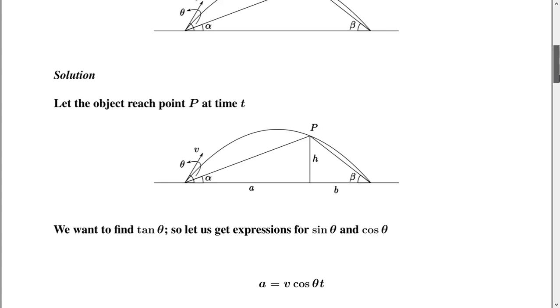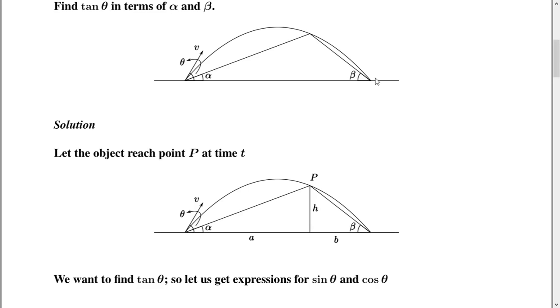So for any point on the trajectory of a projectile, if this is alpha and this is beta, then tan alpha plus tan beta is equal to tan theta, where theta is the angle of projection.